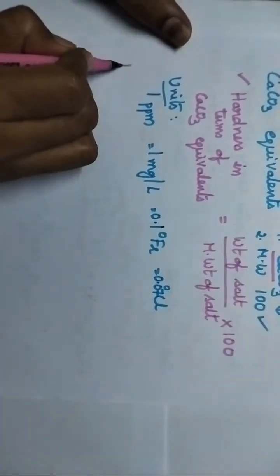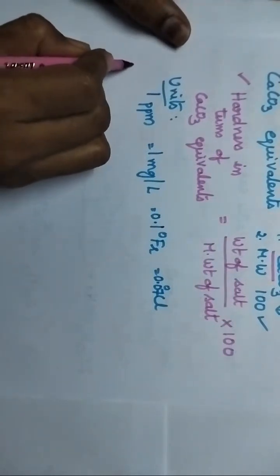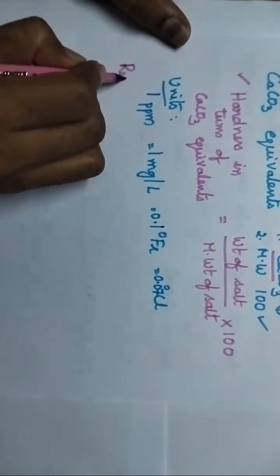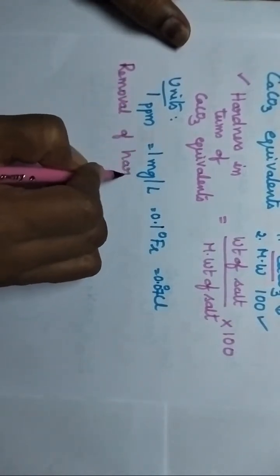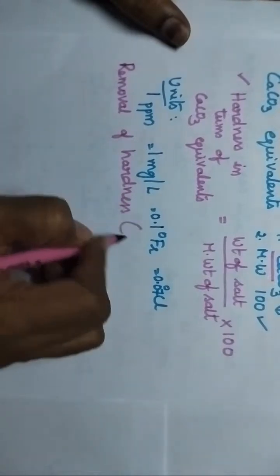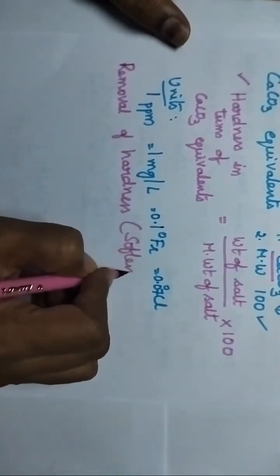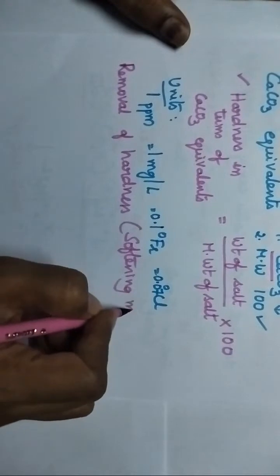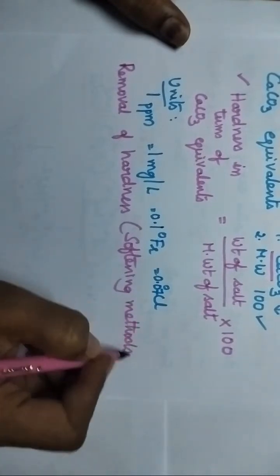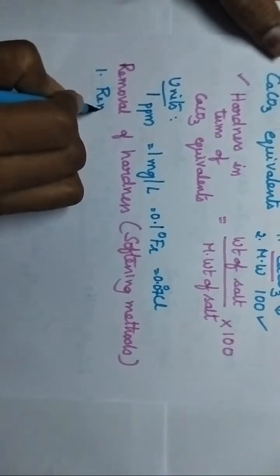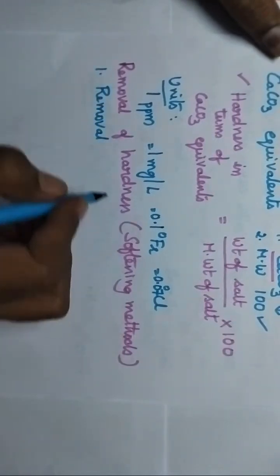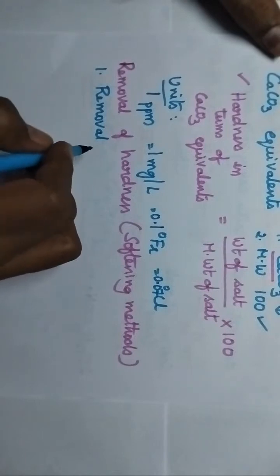So coming to the removal of hardness, that can be done through softening methods. Especially hardness is mainly due to temporary or permanent. So initially, how to remove temporary hardness? Let us see how to remove temporary hardness.